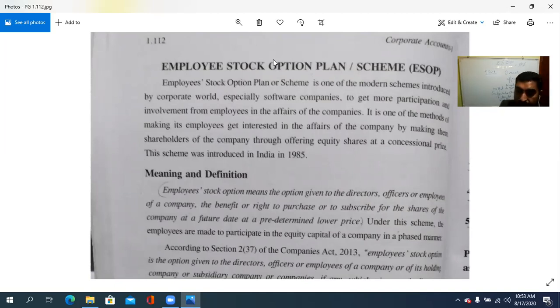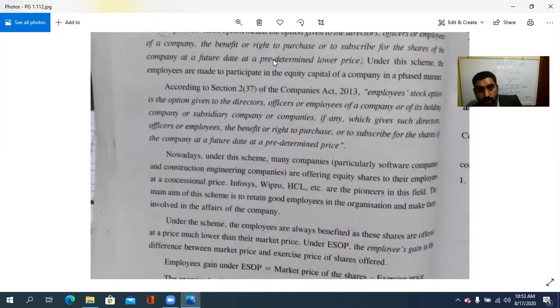So we will look into that more. According to section 237 of the Companies Act, ESOP is the option given to the directors, officers, or employees of a company or its holding company or the subsidiary company or companies, if any, which gives such directors, officers, or employees the benefit or right to purchase or to subscribe for the shares of the company at a future date at a predetermined price.